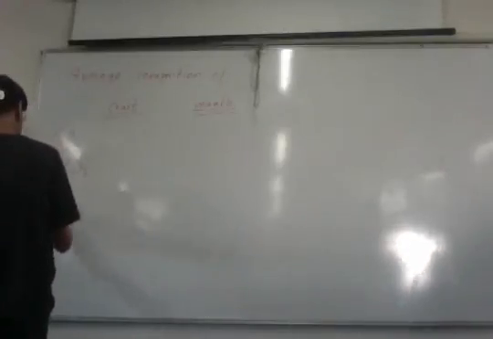So we have here an average composition of the crust. It has a certain composition of SiO2, Al2O3, we are just using this very simple system, FeO and MgO.